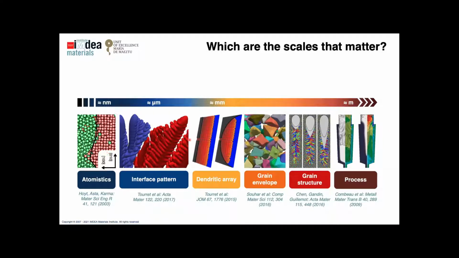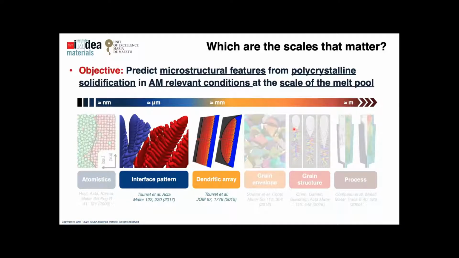And all these scales are actually intertwined, and all of them matter. So the scale that I'm going to be focusing on today, more specifically, is that of the interface pattern and that of the grain. So sensibly smaller than what Charles-André was talking about previously. So of course, if we want to see the dendrite, the segregation pattern between the dendrites and so on, we have to make some assumption.